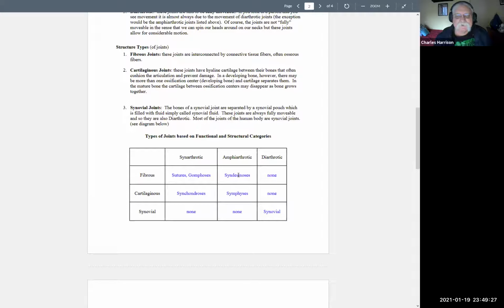This is like taking and loosening the shoelace, but not much. You've loosened the shoelace enough to wiggle your foot a bit inside the shoe. Whereas with the suture, it's tied tight. Fibrous joints are never fully movable, so there is no category here.